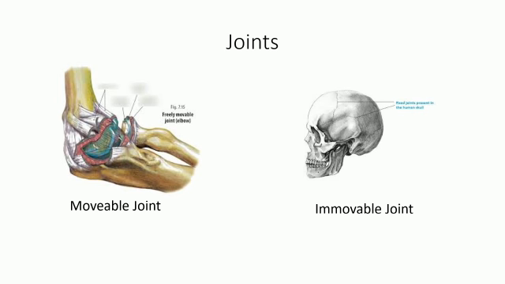Immovable joint. In this joint, the bones which are attached to the immovable joint cannot move. Example, bones of the skull except the lower jaw.